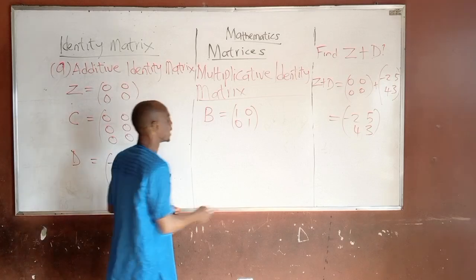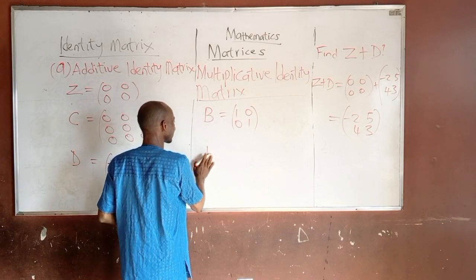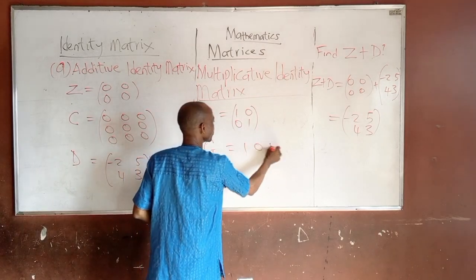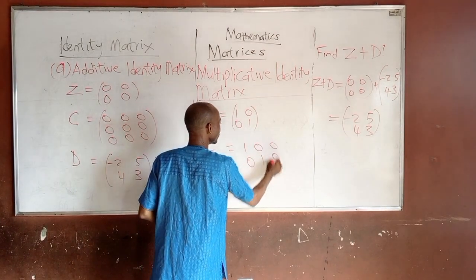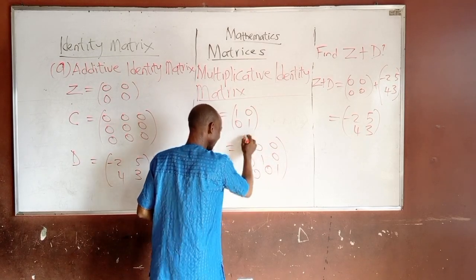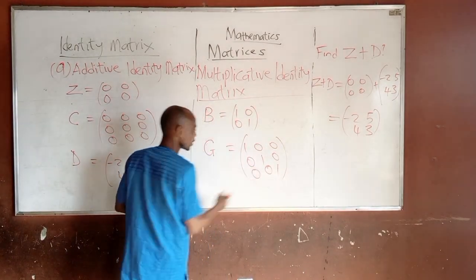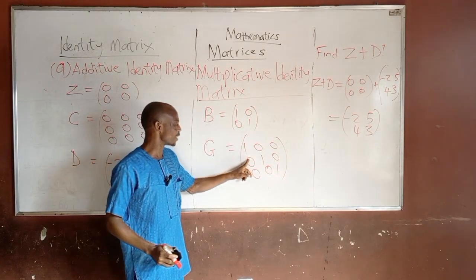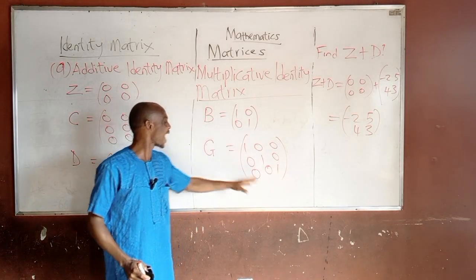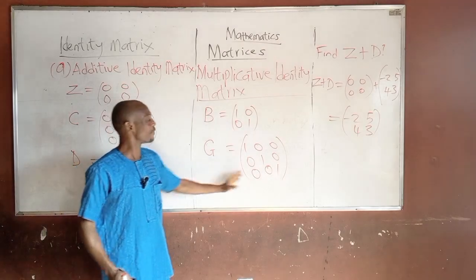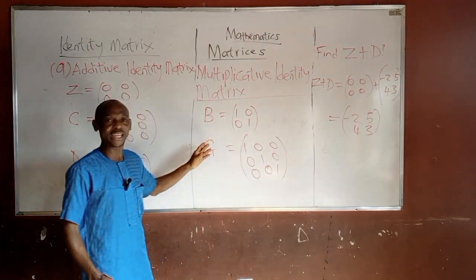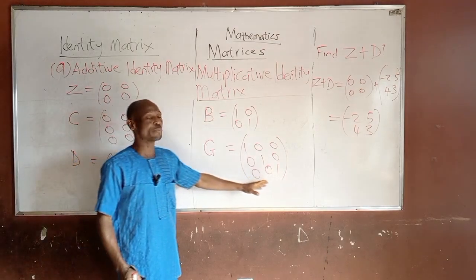Let's look at another one. If I want to have this as G, I can have 1, 0, 0, 0, 1, 0, 0, 0, 1. This is an identity matrix. When it is used to multiply a given value, the result will be the same as that value.